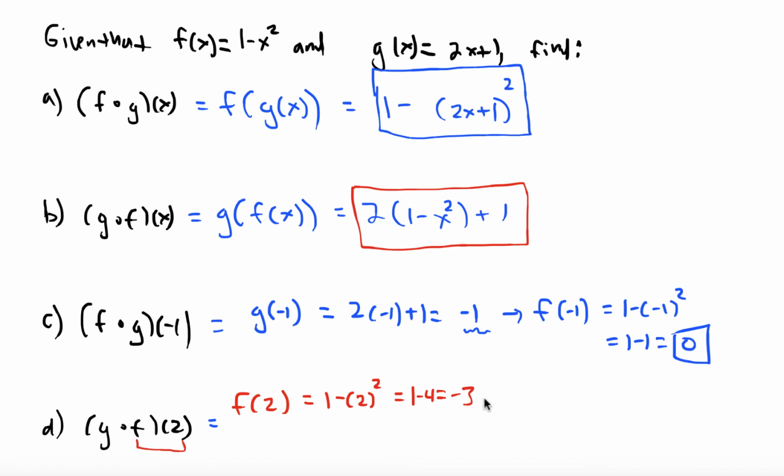But what do we do with this negative 3 here? Right, with this negative 3, we should plug that into g, the outer function. So we're doing this in steps, okay? So g of negative 3 then is going to give us what? Okay, 2 times negative 3 plus 1, negative 6 plus 1, which is negative 5, right? That's going to be our final answer.